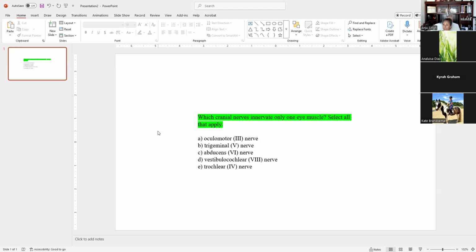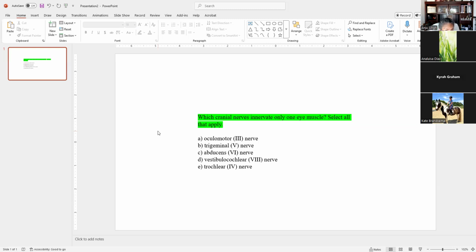Indeed, vestibulocochlear is the sensory nerve coming from your ear. Oh, wait, I think it's A. Because A, right? Because it's oculomotor. Oculomotor supplies more than one muscle. It supplies four extraocular muscles of the eye, but it also supplies the ciliary muscles and the pupillary muscles inside the eye. So that supplies a lot more than just one muscle.